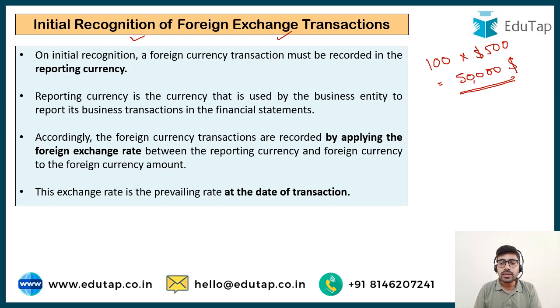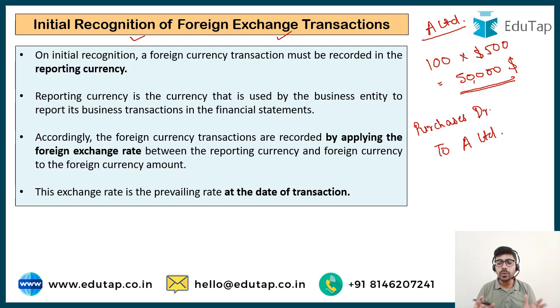So the journal entry would be like this: we are making purchases, so the purchases account is debited, and for this we have to pay some amount. Suppose this purchase was made from A Limited. We are going to pay A Limited in future, so we are going to credit A Limited $50,000. We cannot write this transaction in dollar terms because we are in India and our journal is only going to take transactions in rupee terms. So we have to convert it into rupees.